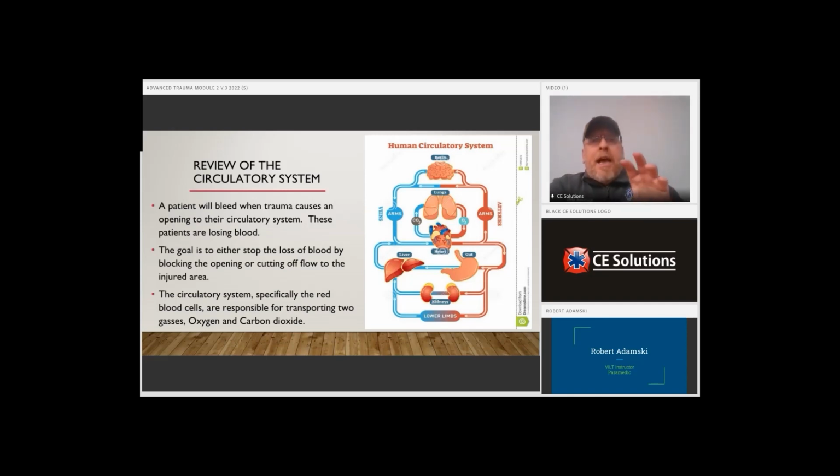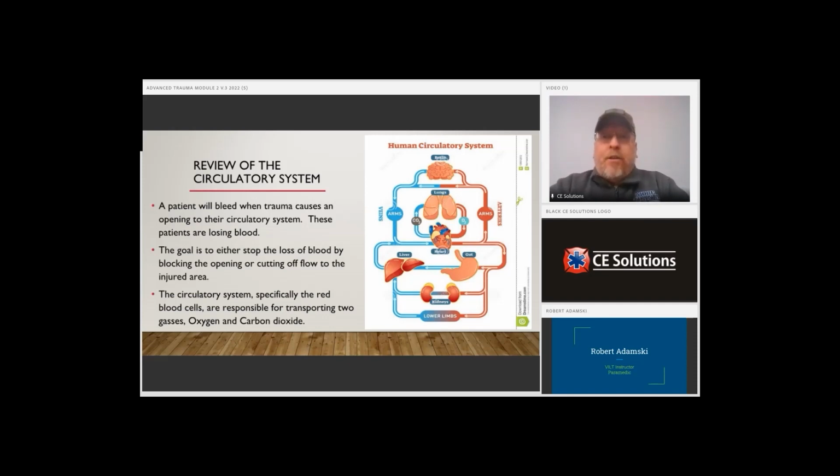Now, if you look at the circulatory system, we have the heart component, which is the pump. We all know this is a basic review. This is Anatomy and Physiology 101. Your heart consists of 4 chambers. You have the two upper chambers, which are the atria. You have the two lower chambers, which are the ventricles. The heart is split into the left and right half.